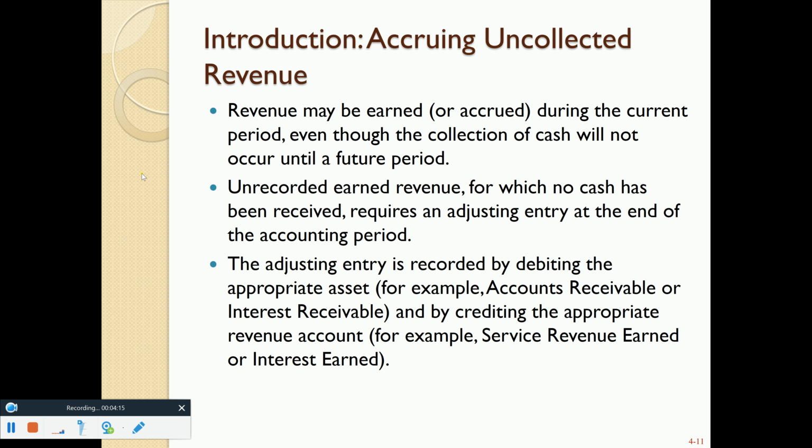Same thing with uncollected revenue. Sometimes we are providing a service to a customer and we don't bill them by the end of the month. The end of the month comes and goes, and we have to realize, oh yeah, that service that we provided, even though we didn't bill them yet, or even though we didn't try to collect it yet, we still have to record the revenue in the appropriate period.